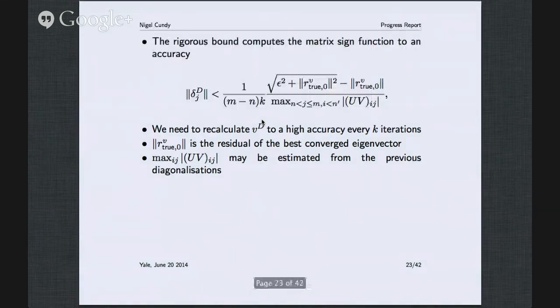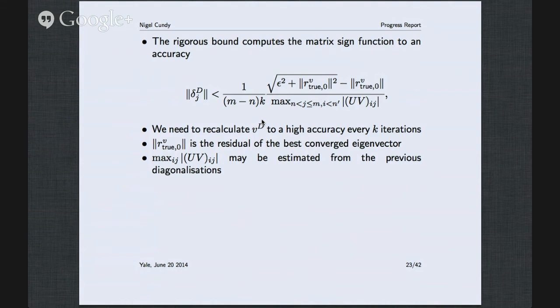So what this means is the rigorous bound for the matrix sine function means that we have got to calculate each point of the matrix sine function to this accuracy. K is the number of steps before we call the matrix sine function, before we calculate the eigenvectors. We use this as the residual of the best converged eigenvector. We also need this norm of UV. We can estimate that from previous iterations.